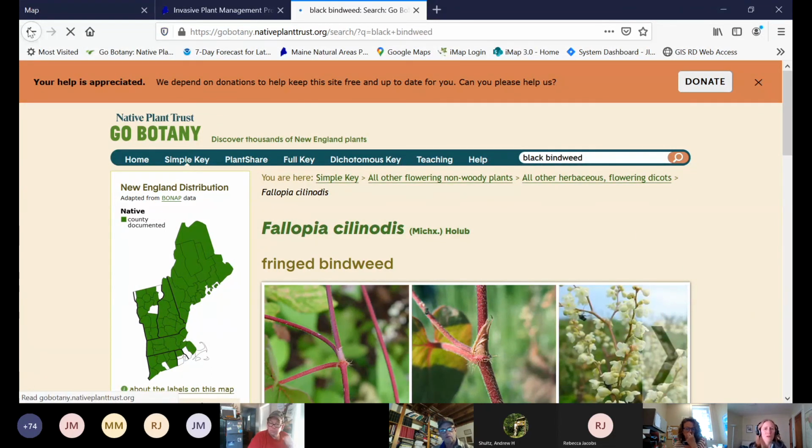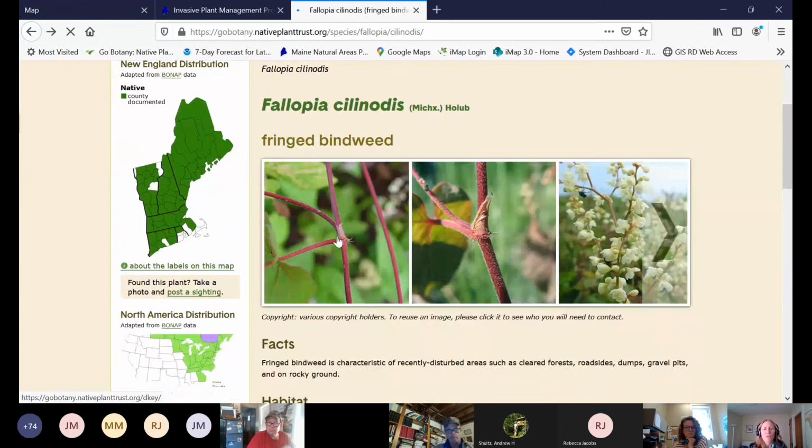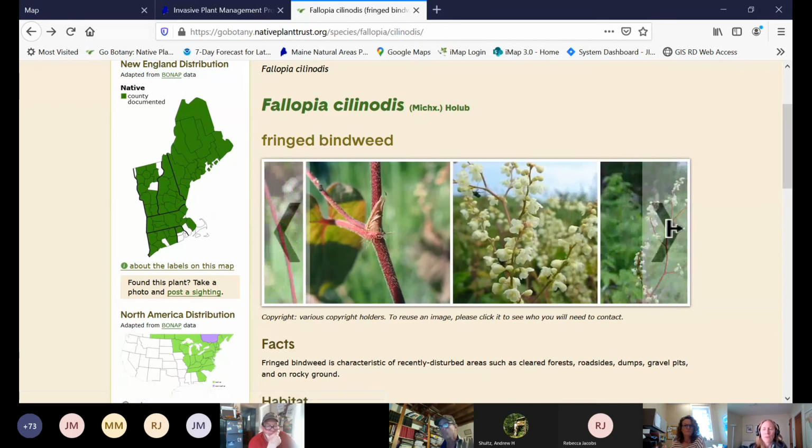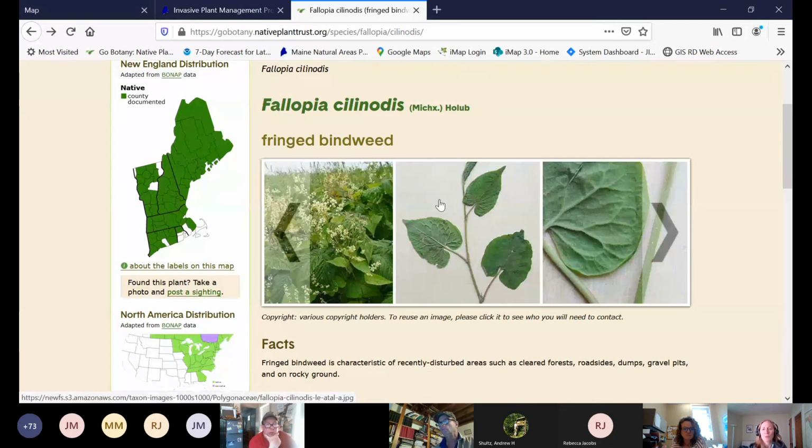Sorry, hold on. Fringed bindweed is called fringed because at the base of the leaf stem, where the leaf attaches to the stem, it has a fringe, and that's what's being shown in these photographs. The leaves of fringed bindweed are different from mile-a-minute in that they have this more heart-shaped base, and they're a little scalloped around the edges, whereas the mile-a-minute leaves are very triangular overall in shape, and they don't have any teeth.